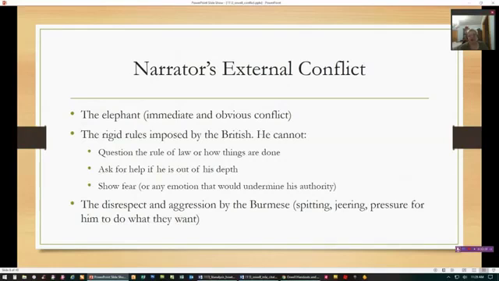He's not supposed to ask for help if he's out of his depth. He's not supposed to show fear or any kind of emotion that would undermine his authority. So if he asks for help, that might indicate that he is out of his depth. So he can't do that, right? Because he always has to be right. Another external conflict that he has to deal with is the aggression and the disrespect of the Burmese. Right. They are doing these things to him, and how is he supposed to react to them?